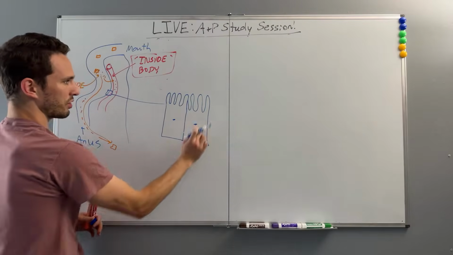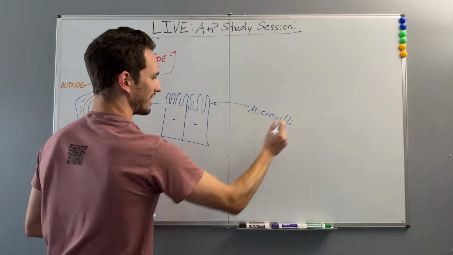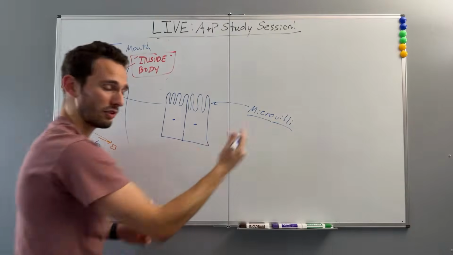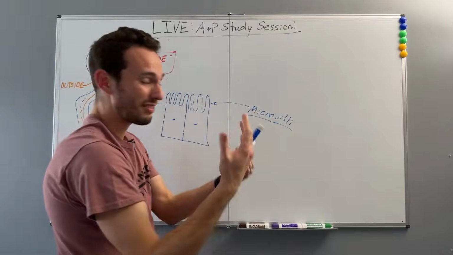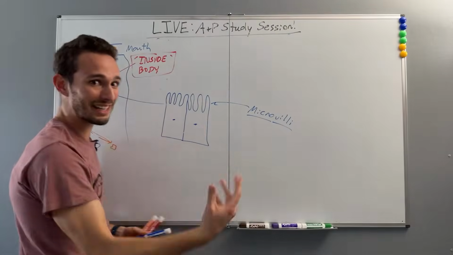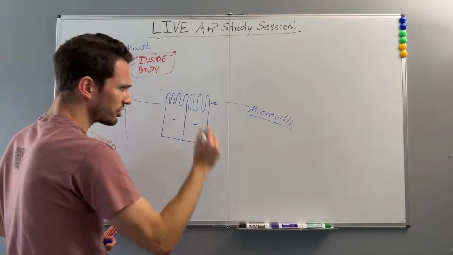So here are the cells. The cells have projections on them. These are literally translated to microvilli. I think that means tiny finger, if I'm not incorrect. So microvilli is essentially the same thing structurally as cilia, but cilia is found in a different place and has a different function. So let me give you an example.